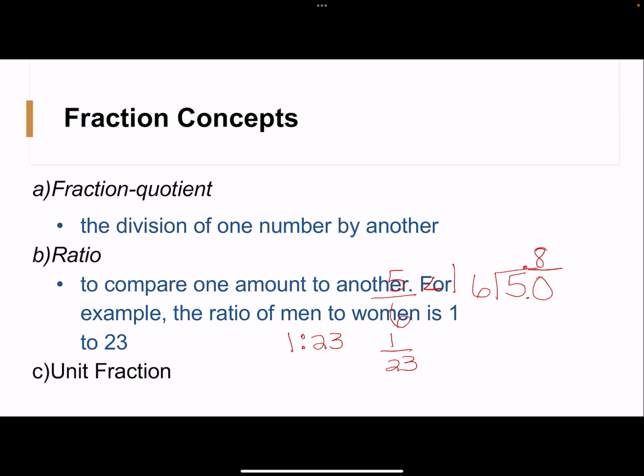I do want you to know the definition of a unit fraction. A unit fraction is nothing more than a fraction whose numerator is 1. So when we were talking about 1/6, or we were talking about 1/3, or if we were talking about 1/8, all of these are considered unit fractions. Any denominator of the fraction doesn't matter, but it must have a numerator of 1.